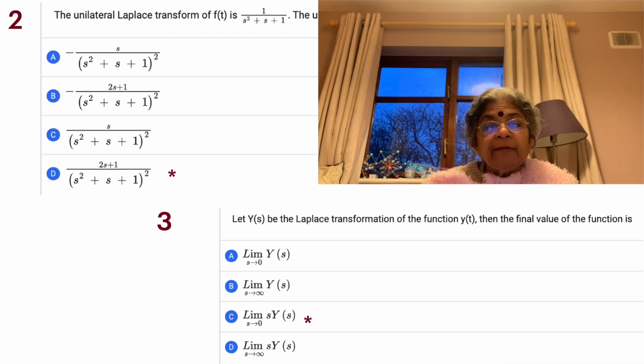Okay, so now moving on to question number 3. Let Y(s) be the Laplace transform of the function y(t), then the final value of the function is. Okay, so there are two theorems: one is the final value theorem and the other is the initial value theorem. They are very much related.